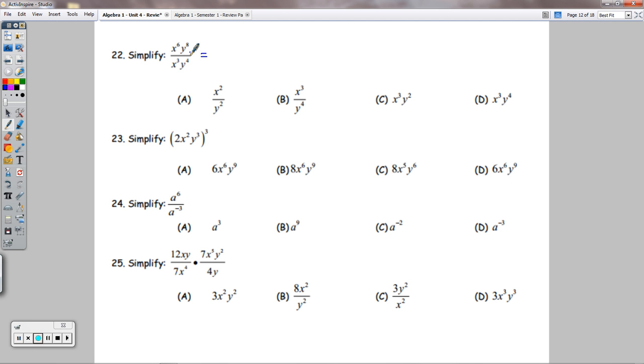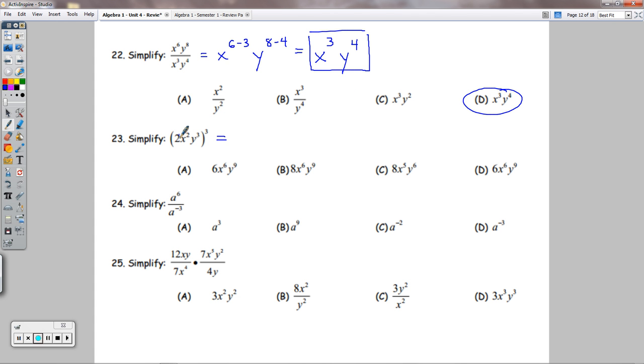We have the same base here and here. We can subtract those powers. So this would be x to the 6 minus 3. And right here, same base. Subtract the powers. 8 minus 4. That's going to be x to the third, y to the fourth. And that is choice D right there.